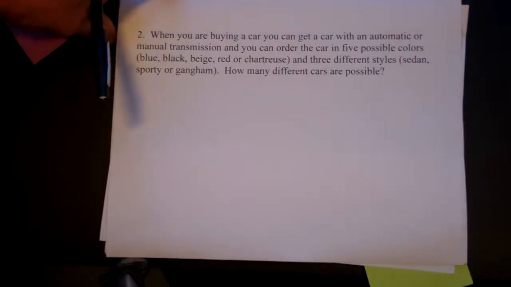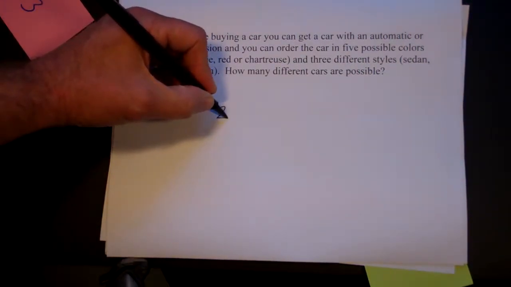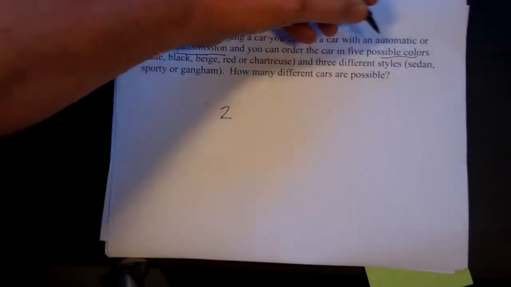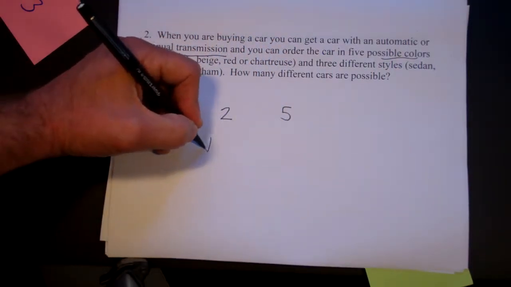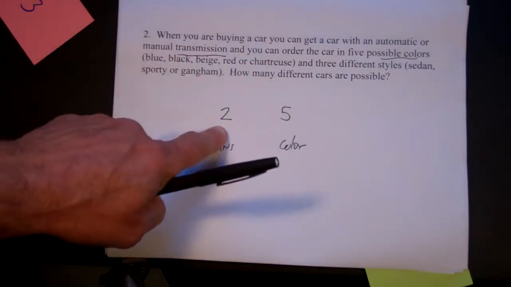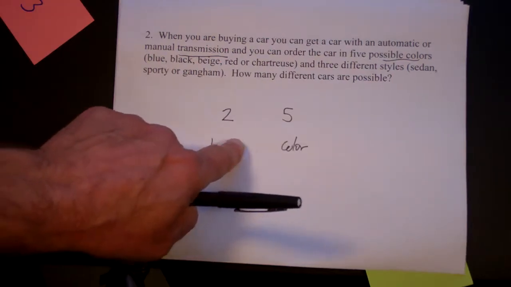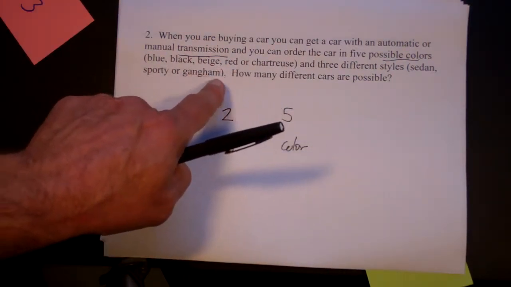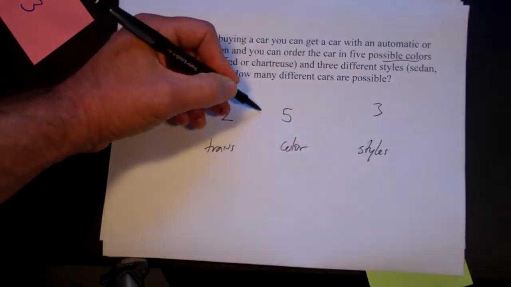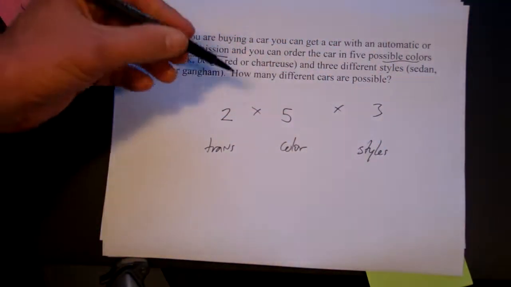In the second one, when you're buying a car, that's also the same. The key here is there are 2 different types of transmissions, and there are 5 different colors. So this is transmission, this is color choices, and the key is for every transmission you have 5 different colors to choose from. And then once you've chosen the transmission and the color, then you have 3 different styles. You simply multiply those together, so you go 2 times 5 times 3, which is 30.